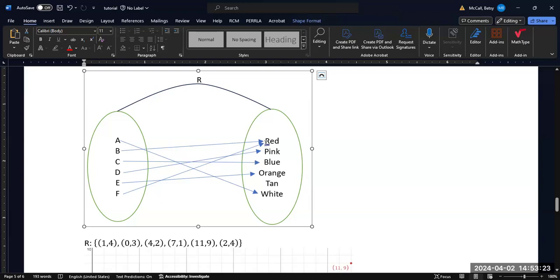Again, the fact that the y values are repeated is not a problem. I can't have x values repeated. So this would be a function, but the original example where D is pointing at 2 values is not a function. It's just a relation, but it's not a function.